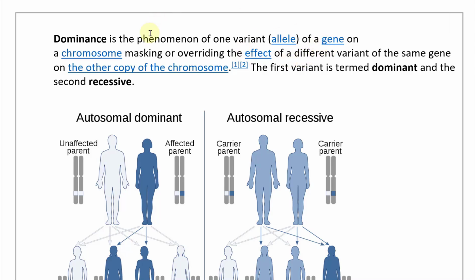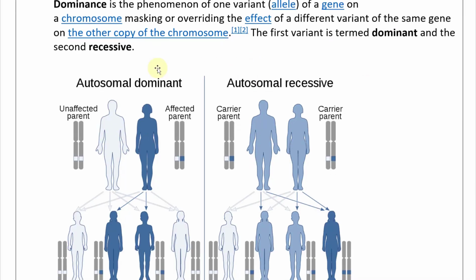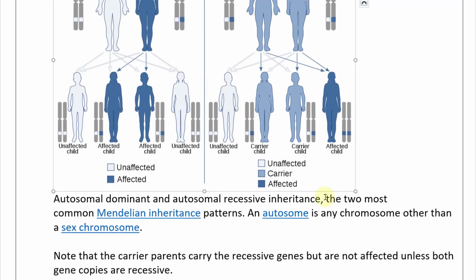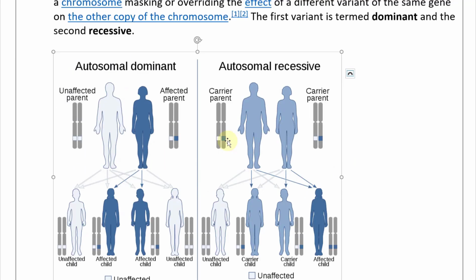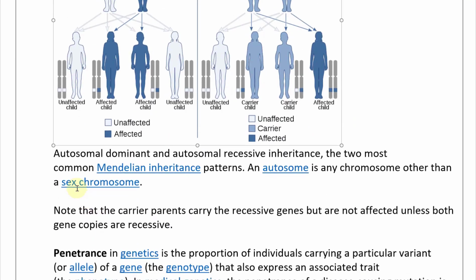Let's read that again. Dominance is the phenomenon of one variant allele of a gene on a chromosome masking or overriding the effect of a different variant of the same gene on the other copy of the chromosome. The first variant is termed dominant and the second recessive. There are several types here. I'll zoom in when we need to. Here is autosomal dominant and autosomal recessive inheritance, the two most common Mendelian inheritance patterns.